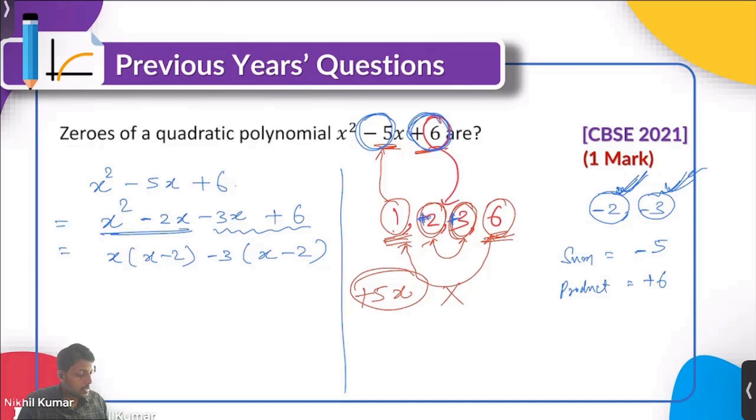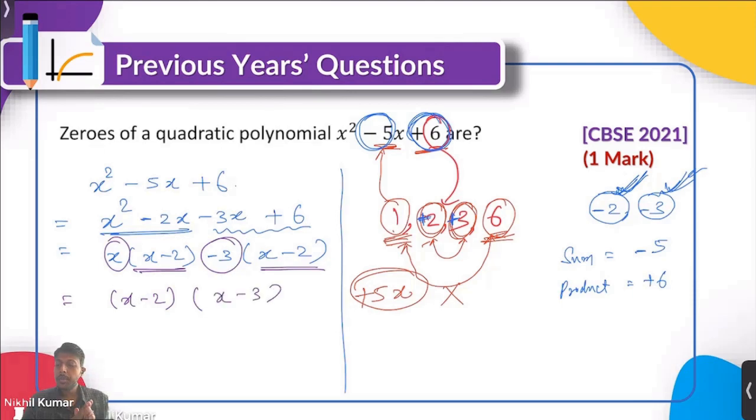Now I'll take this thing common from both the terms. This becomes x minus 2, and what is left is this minus this, so x minus 3. So I have been able to factorize this polynomial now. But we had to find the zeros of the polynomial. So we had to find when does this polynomial become 0. When does this become 0? This will become 0 when the input is either 2 or 3, right?